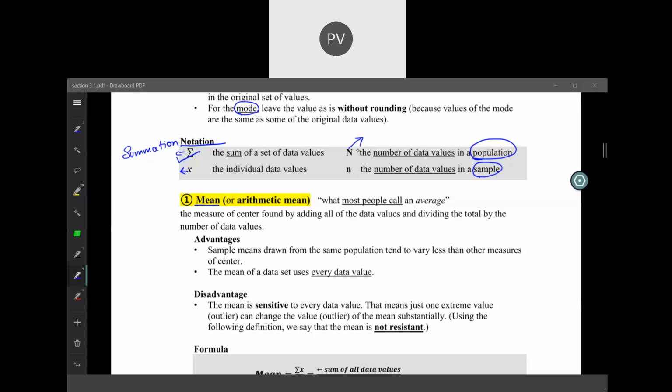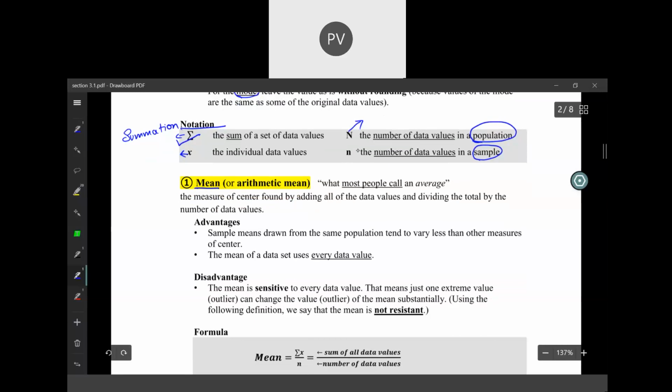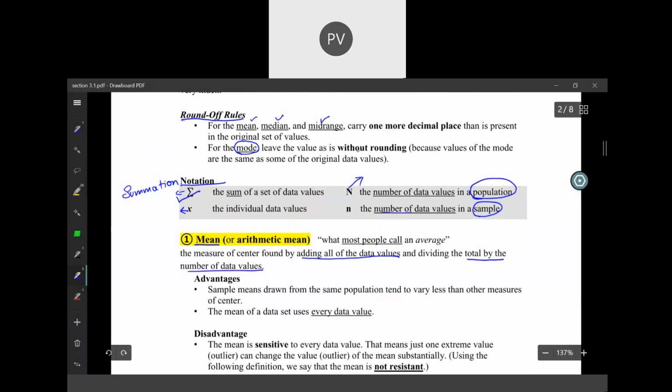Okay. So what does this mean? How do we compute that? So mean is nothing but you will be adding all the data values and dividing by the total number of data values. So the total number of data values is denoted by n for a sample, and it is denoted by capital N for a population. Okay. So let's see.